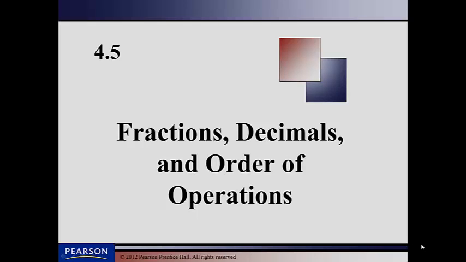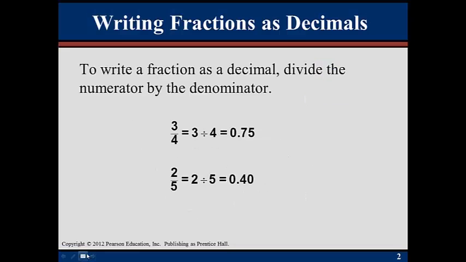Okay, so now we are in chapter 4.5 and we're doing fractions, decimals, and order of operations. Okay, so writing fractions as decimals. To write a fraction as a decimal, all you need to do is divide the numerator by the denominator. Here are some examples. 3 over 4, or 3/4. To get the decimal, we're going to do 3 divided by 4.